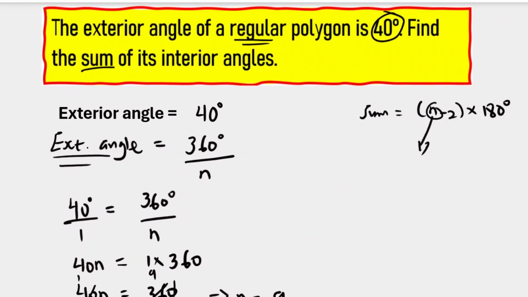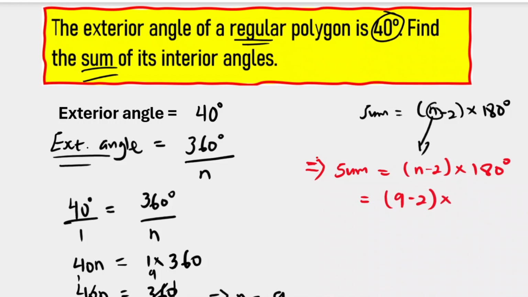Remember, we have to find the sum of its interior angles. So now that we have n, we can simply find the sum of its interior angles using this formula. So this implies that the sum is equal to n minus 2 times 180 degrees. So I'm going to get n is now 9 minus 2 times 180 degrees. 9 minus 2 is 7 times 180 degrees. So when you do this simple multiplication, you're going to get 1,260 degrees. So that's the sum of the interior angles of this regular polygon.